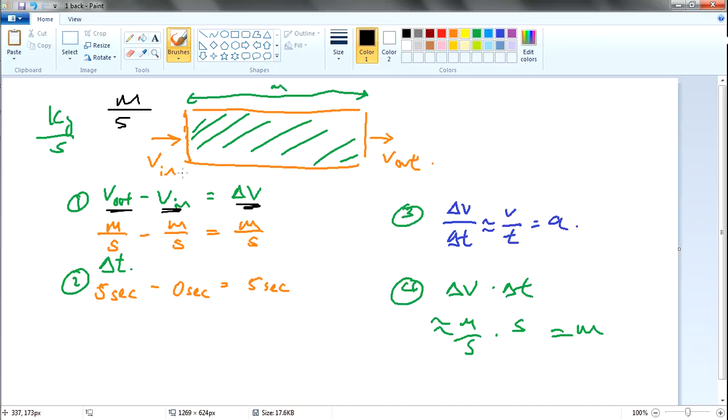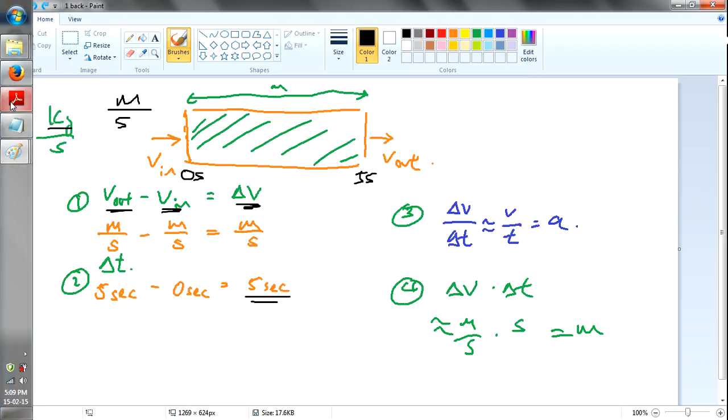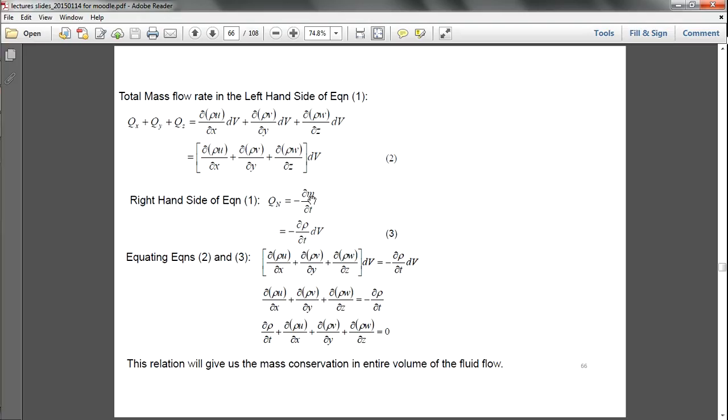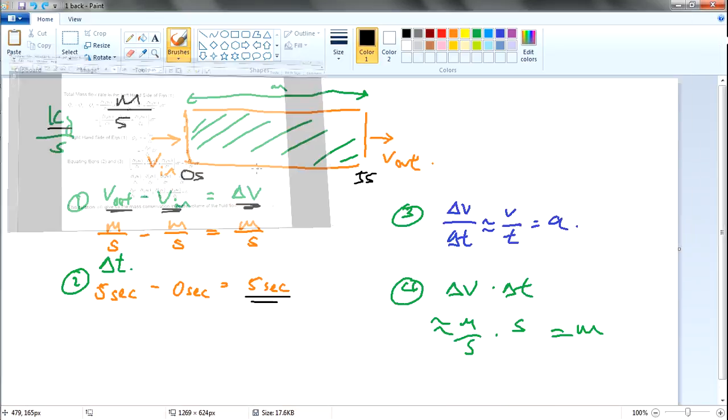However, the V in at this point is at time 0 seconds, while the V out may be at 5 seconds. So V out minus V in has a certain change in time, which is 5 seconds. So del V over del T, velocity over time, equals A. Eventually what you're measuring is the change in the velocity itself. Typically you're talking about the change in the mass flow rate, kg per second. Because you have changed the mass, there is a transition point where you change the mass into volume. You're trying to see things in terms of volume and the change in volume.